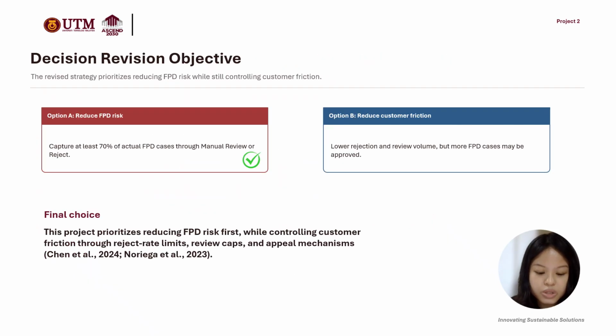Next, decision revision objective. After identifying the problem, we revise the decision strategy. Our final choice is to prioritize reduced FPD risk while still controlling customer friction. This is because approving actual FPD applicants may create early default loss. However, customer friction is controlled using reject rate limits, manual review caps, and an appeal mechanism. Therefore, the revised strategy balances risk control, workload, and fairness.